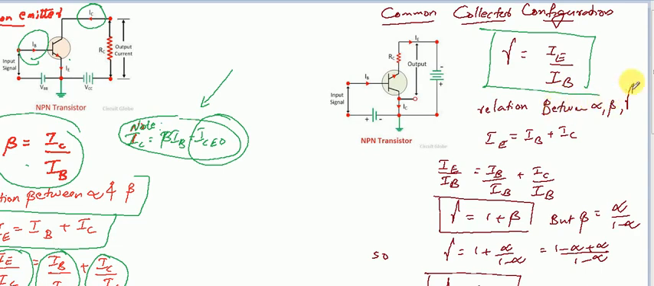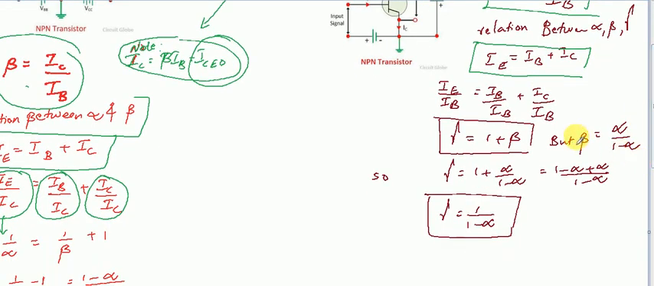Now we have to find the relation connecting all the three current amplification factors. For that, we are again taking the equation connecting different currents in a transistor, that is IE is equal to IB plus IC. Now you divide both sides of this equation with IB. So IE divided by IB is equal to IB divided by IB plus IC by IB. What is IE by IB? It is gamma. What is IC by IB? That is beta, and IB by IB is 1. So gamma equal to 1 plus beta. That is the relation connecting gamma and beta.